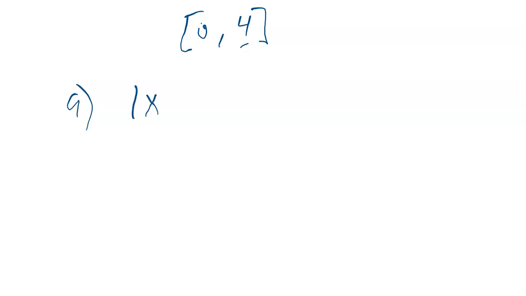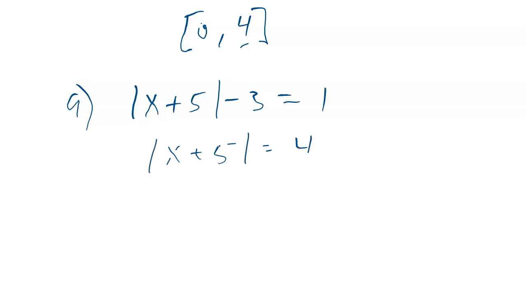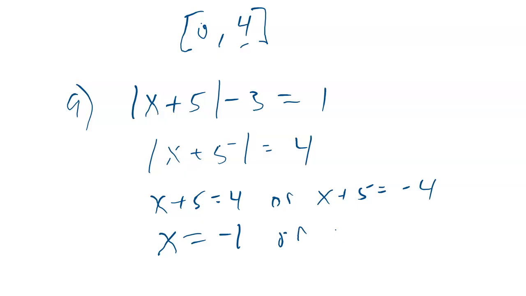9, I get the absolute value of x plus 5 minus 3 equals 1. This is the absolute value of x plus 5 equals 4. I get x plus 5 equals 4, or x plus 5 equals negative 4. I want the distance to be 4 from 0. And so then I get answers x is equal to negative 1, or x is equal to negative 9. They just wrote the answers, negative 9 and negative 1. All right, on to 10.